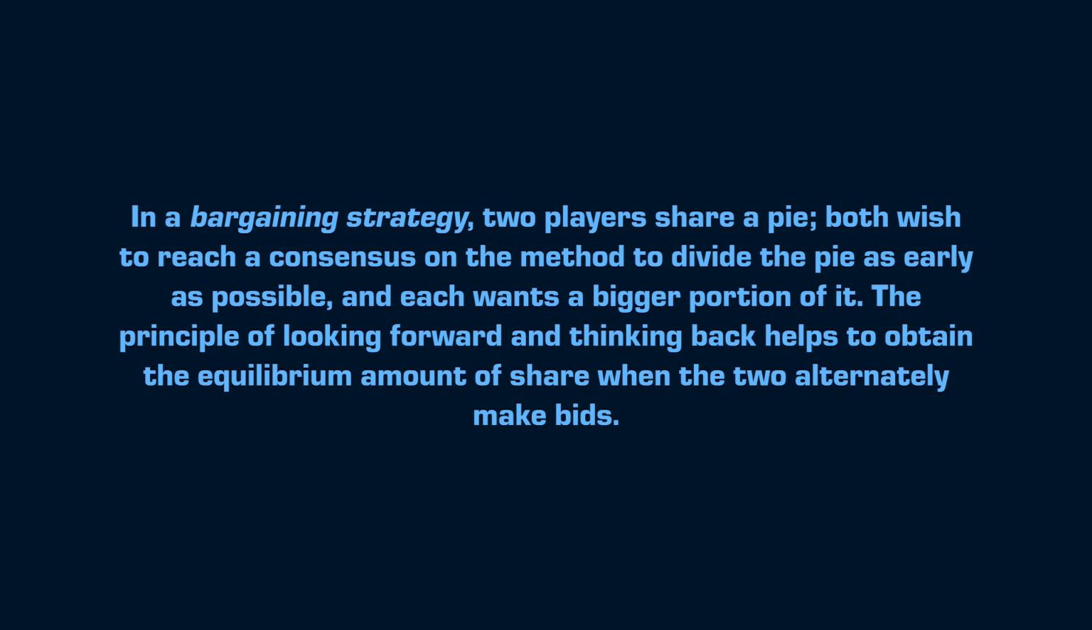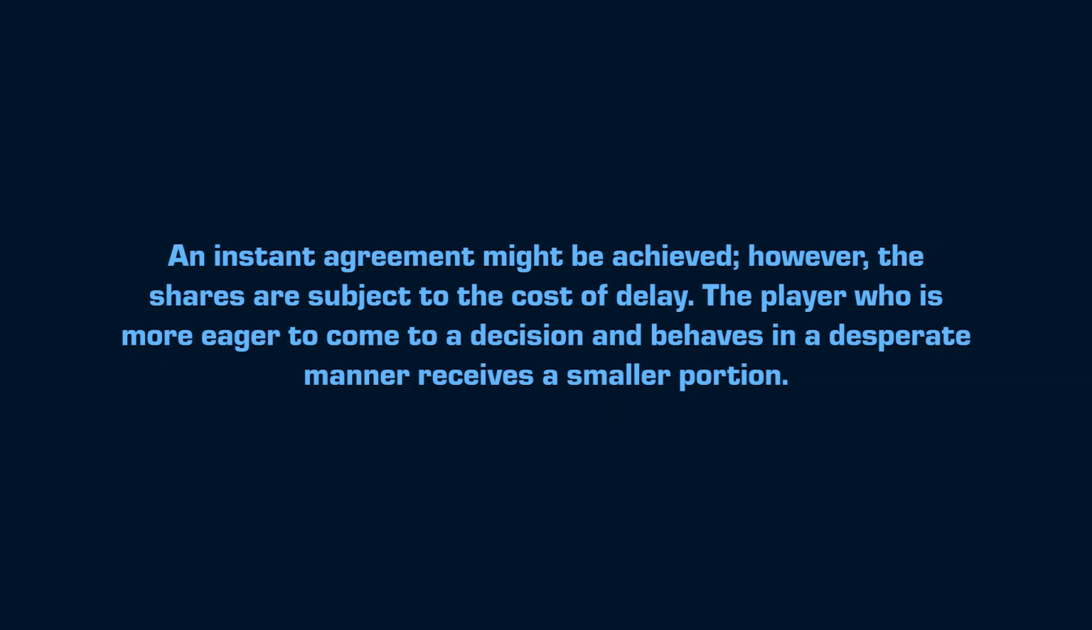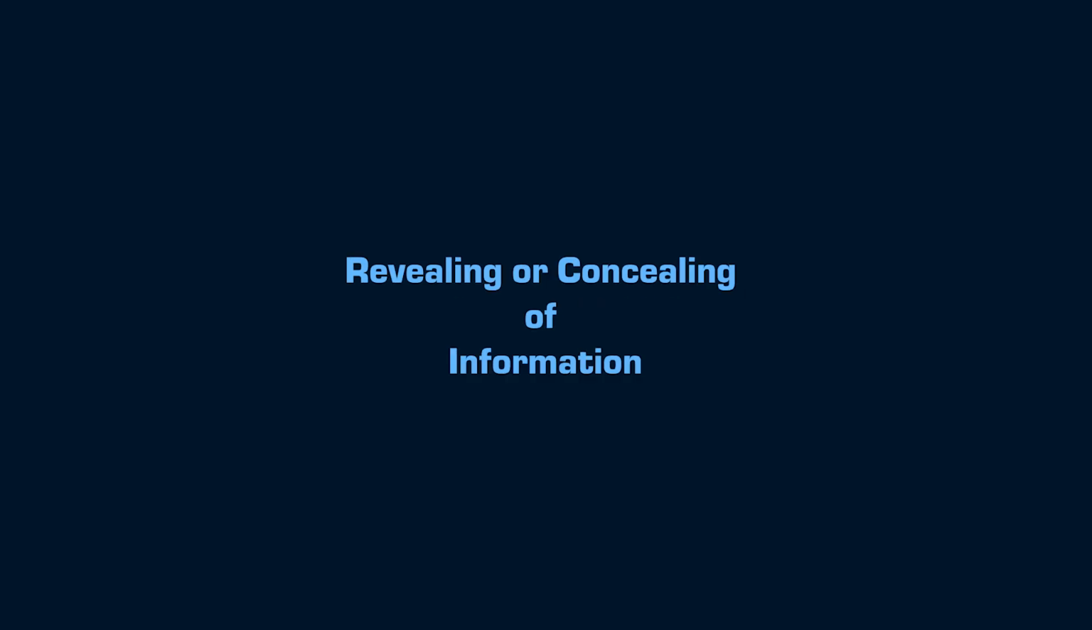The principle of looking forward and thinking back helps to obtain the equilibrium amount of share when the two alternately make bids. An instant agreement might be achieved, however, the shares are subject to the cost of delay. The player who is more eager to come to a decision and behaves in a desperate manner receives a smaller portion. Now, revealing or concealing of information is another strategy that we talk of.